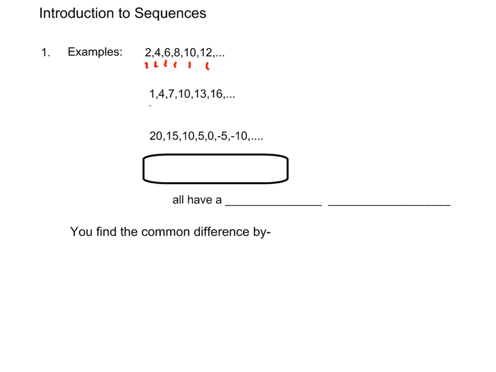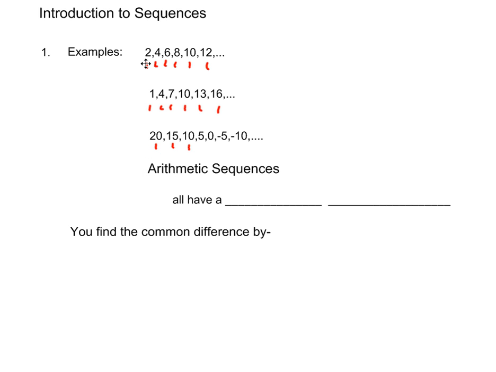For the next one, we're going to start with 1. You can see that we're adding 3 each time. And the next one, we're actually going to go down 5 each time. All of these sequences are called an arithmetic sequence, and arithmetic sequences all have a common difference.